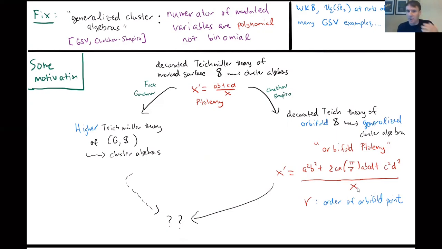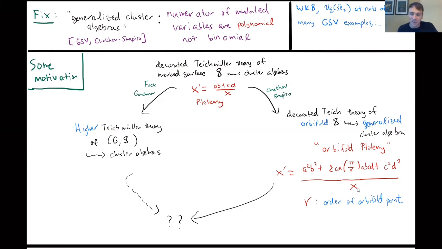And this well-known story bears two generalizations, which are less well-known, but quite well-known also. One is due to Fock-Goncharov. You can study higher Teichmüller theory of the surface, which rather than just depending on the surface, also depends on a choice of a semi-simple Lie group, G. And again, the moduli spaces that arise in that theory have a cluster algebra structure.